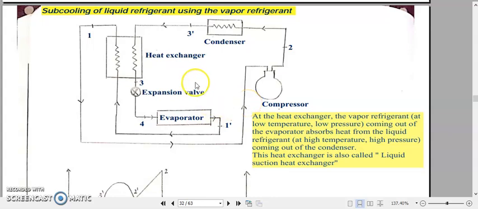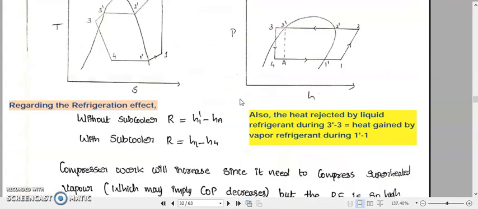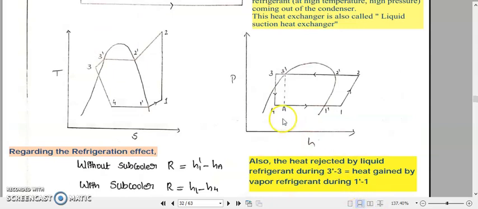Dear students, welcome back to our continuation of our discussion in the case of subcooling of liquid refrigerant using the vapor refrigerant. In the previous session we discussed how we can go for subcooling of a liquid refrigerant using the vapor refrigerant. A little more discussion is pending in this section.